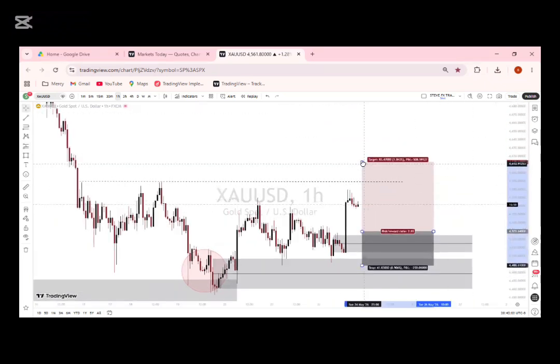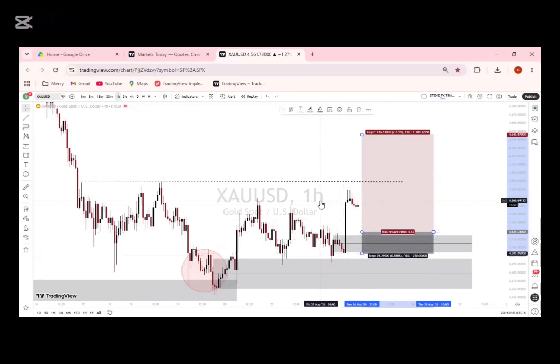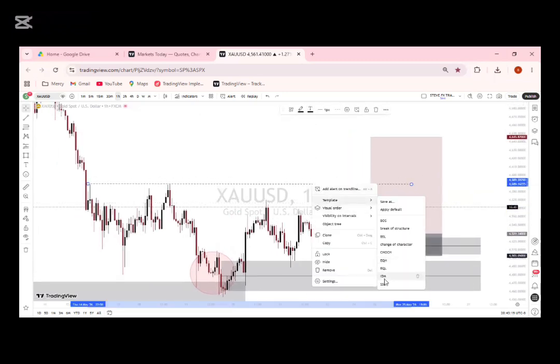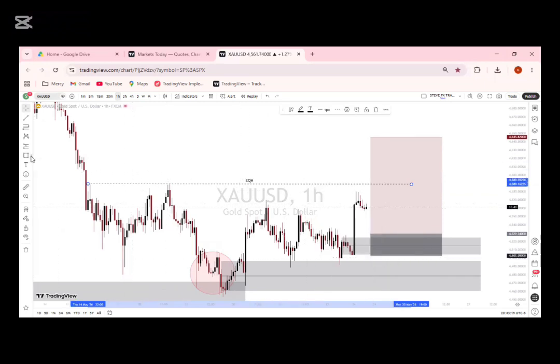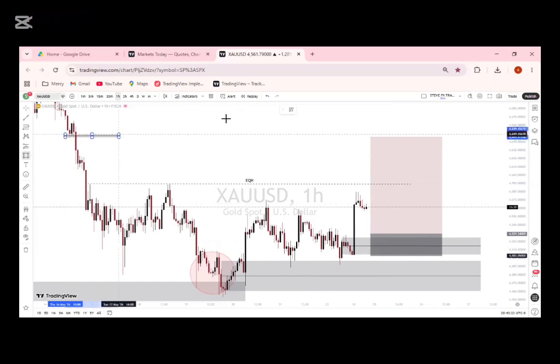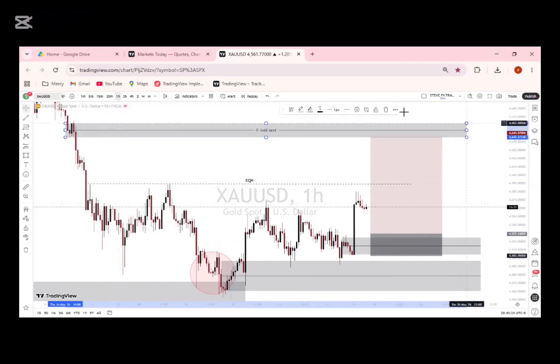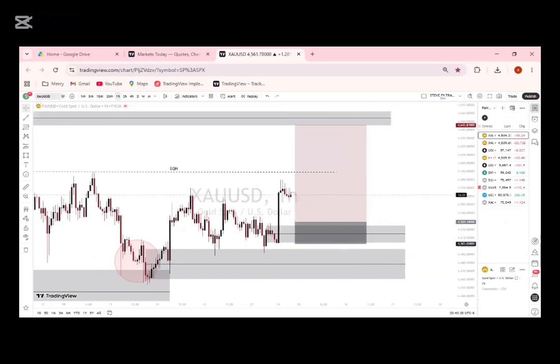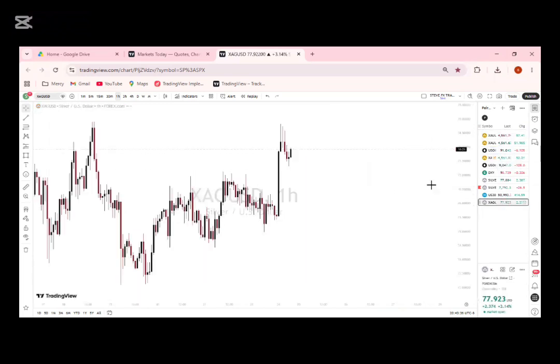having our target up to this particular order block. So this is what we can expect on gold. That is our equal highs liquidity above. This order block is our trading target, and that is our trade on gold. Now let's also check on silver.